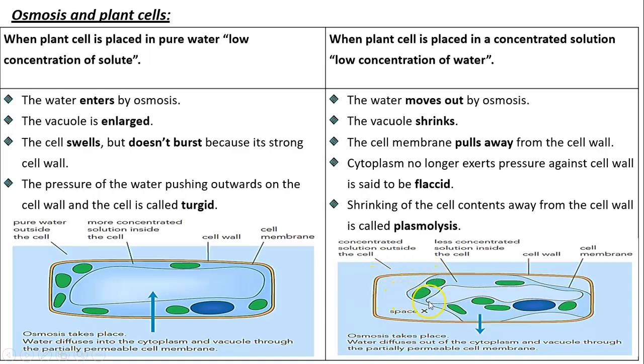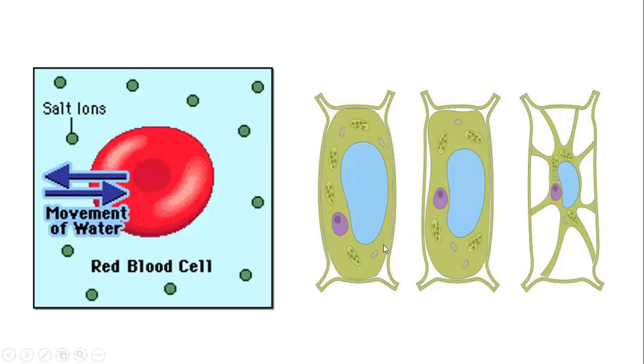See, this is the cell membrane. It's not just sticking to the cell wall as we're used to seeing. Why? Because the water left the cell, and of course the vacuole will shrink, and we will call the cell flaccid. Flaccid means empty and not turgid at all, like an uninflated balloon. The shrinking of the cell membrane away from the cell wall is called plasmolysis. Actually, it's not just the cell membrane. The whole contents of the cell will be moving away from the cell wall. We call this process plasmolysis.